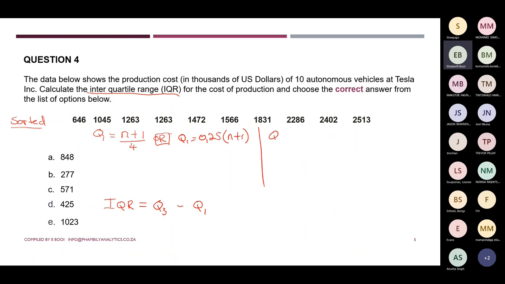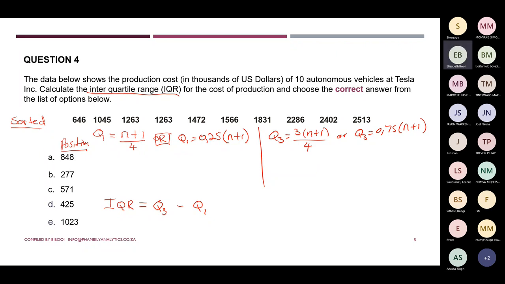And for quartile 3, you'll find it on position 3 times n plus 1 divided by 4, or 0.75 times n plus 1. So you find the position, and once you have the position, you apply the rule. If you find it on 0.25, you round down. If you find it on 0.75, you round up. If you find it on 0.5, you take the average of the two values.